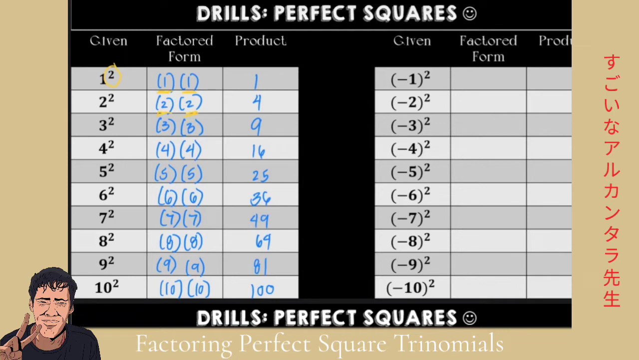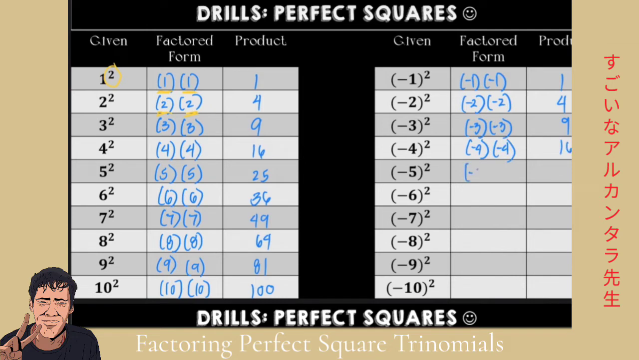Similarly, if you have negative 1 raised to the power of 2, you have negative 1 times negative 1, that's positive 1. Negative 2 times negative 2 will be equal to positive 4. Negative 3 times negative 3 will give you positive 9. Negative 4 times negative 4 will give you positive 16.